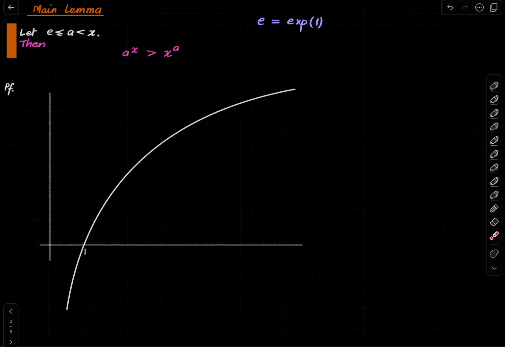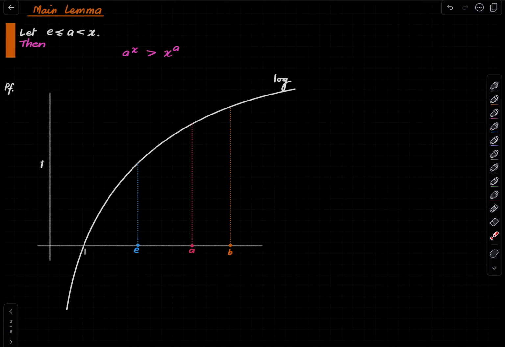First let's mark out these 3 points on the real line. And this is the logarithmic curve, the graph of the natural logarithmic function. Before we say anything, we first comment on the behavior of the logarithmic function around Euler's number. What is the value of the logarithmic function at e? Log of e is log of exp of 1, but log is the inverse of exponential, so this is 1. So this value is equal to 1.